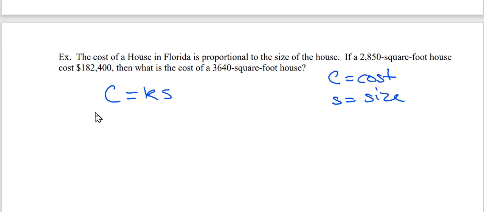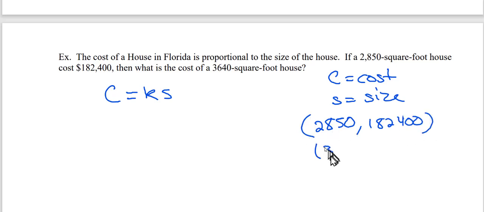If a 2,850 square foot house costs $182,400, then what is the cost of a 3,640 square foot house? Well, we are talking about one point here, right? We're talking about this 2,850 as kind of like an ordered pair with the 182,400.